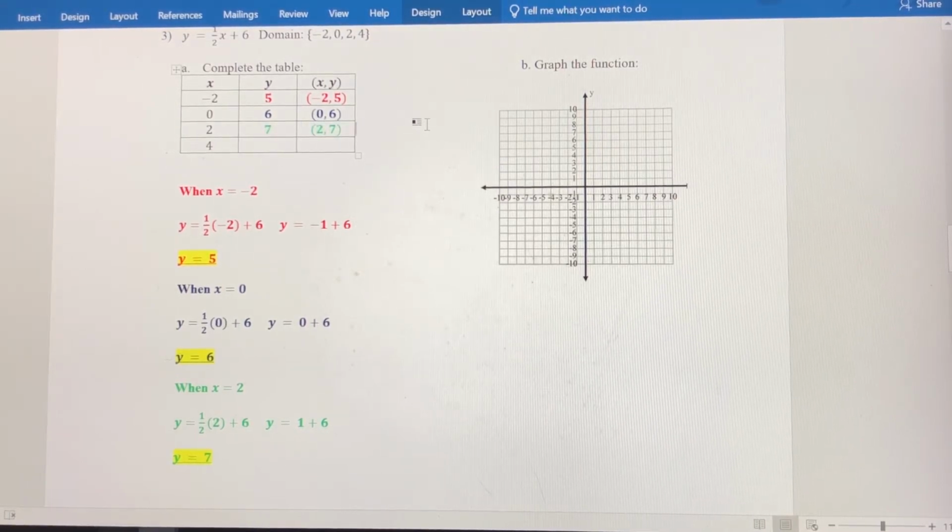Last one, when x equals 4, we plug that in. Well, I know half of 4 is 2, so that's going to give me 2 plus 6, which simplifies to 8. So when x equals 4, y equals 8. So the ordered pair that corresponds with that is 4, 8. We're going to plot these 4 points, and that'll be the graph of the function y equals 1/2 x plus 6 with this specified domain.